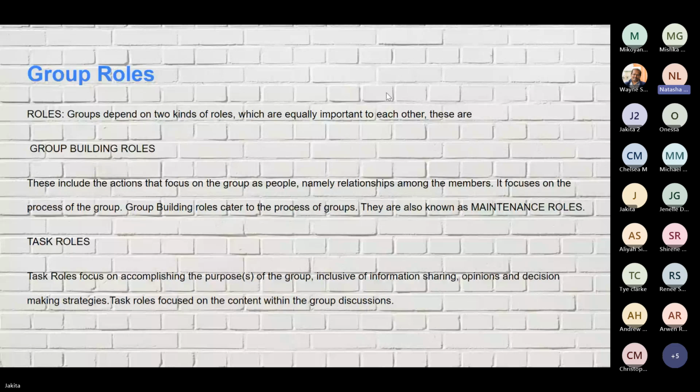And the other role that we're going to discuss is task roles. Task roles focus on accomplishing the purpose of the group, inclusive of information sharing, opinions, and decision-making strategies. Task roles focus on the content within the group discussions. Next slide.